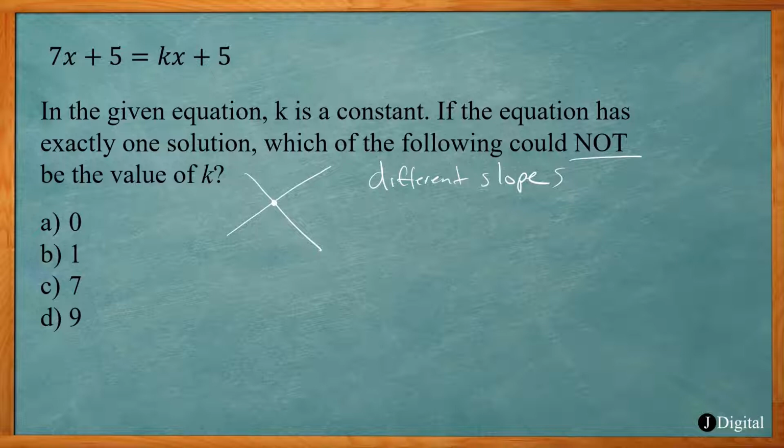And this has to be 7. Because we had 7x plus 5, and 7x plus 5, those would be the same line, and they'd have infinite solutions. So if we only want one solution, k cannot equal 7.